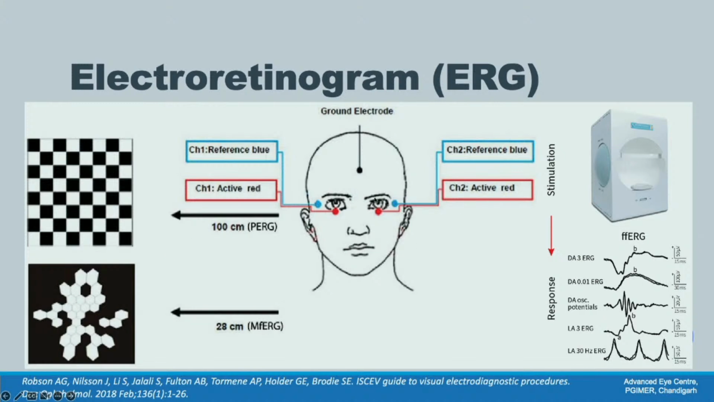Again, you have an active electrode which is touching the cornea or the bulbar conjunctiva, and in some uncooperative patients maybe on the skin, on the eyelids. And then you have a reference electrode on the zygomatic fossa, and the ground electrode on the forehead. And to test specifically the posterior pole, you would want to do a pattern ERG or a multifocal ERG as the indication may be.